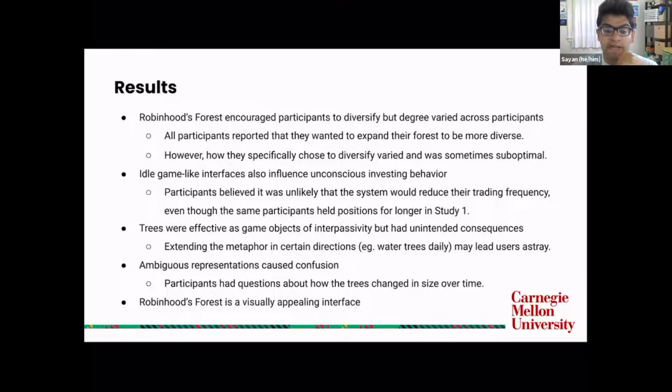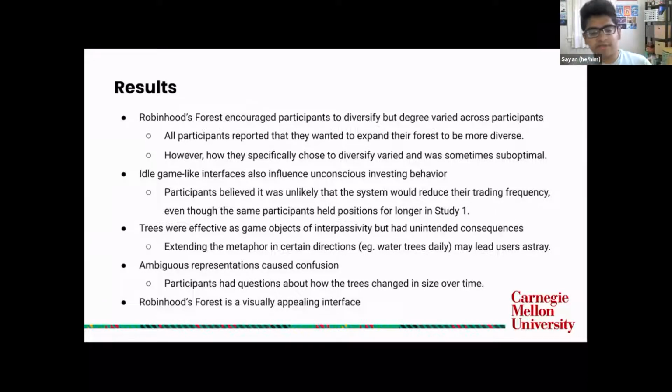Participants also embrace the idea of watching their trees grow as an enjoyable interpassive activity. Without prompting, two participants told me that they wanted to extend this visual metaphor, suggesting that the tree metaphor actually afforded interpassivity. They wanted to add ornaments for dividend stocks or even ornaments for Christmas onto the trees in their portfolio. Though one participant mentioned that they wanted to extend the metaphor and have the concept of watering their trees daily, which might be a useful extension. Unfortunately, such an extension can encourage more frequent trading, which is something we do not want. So we need to be careful.